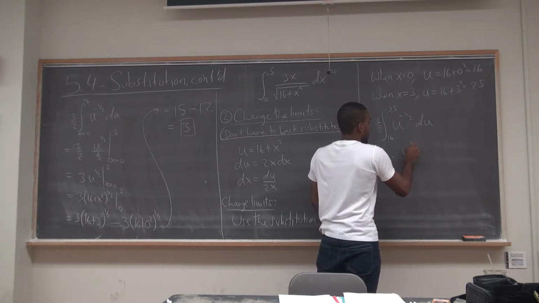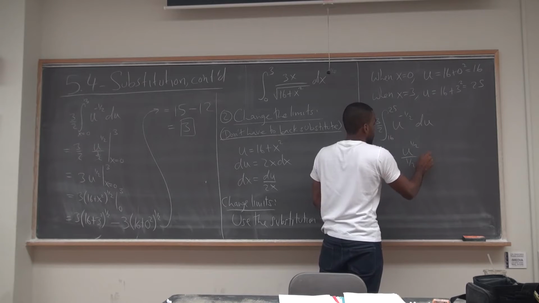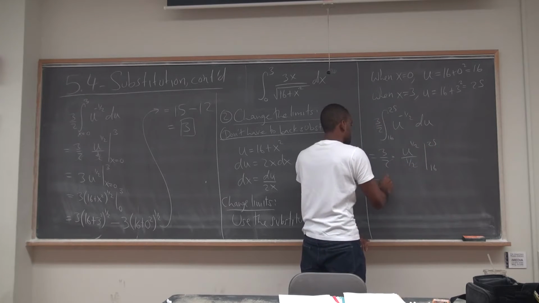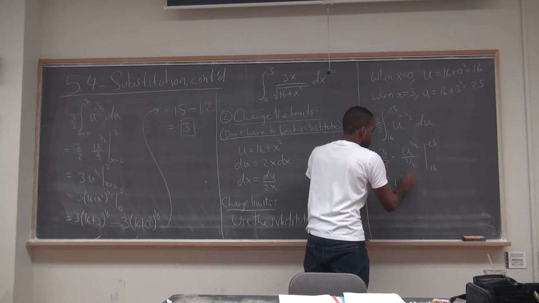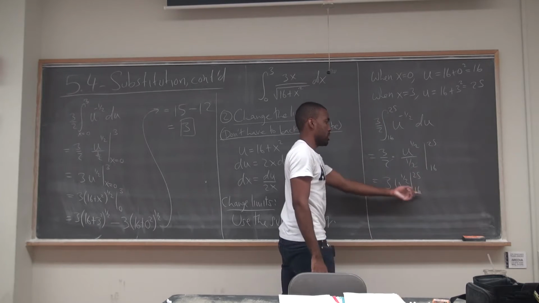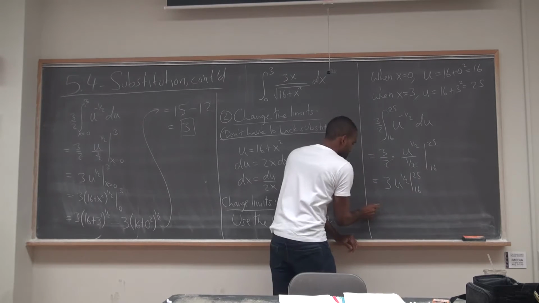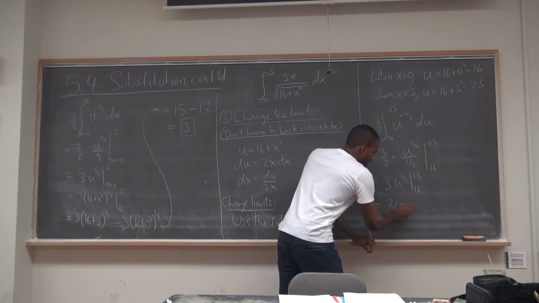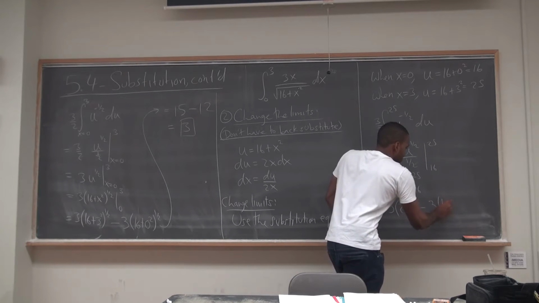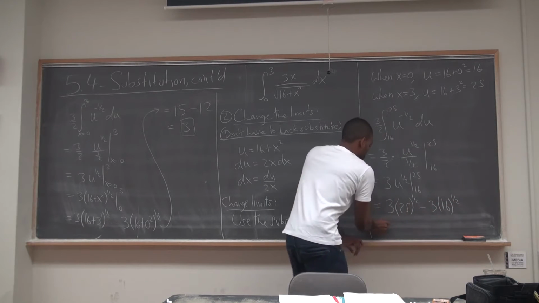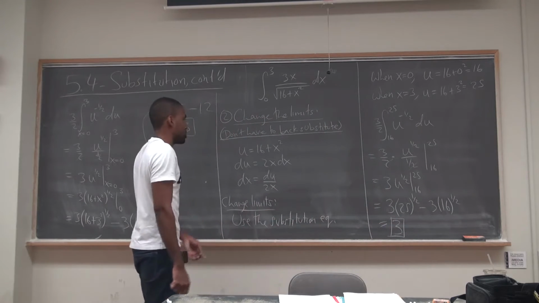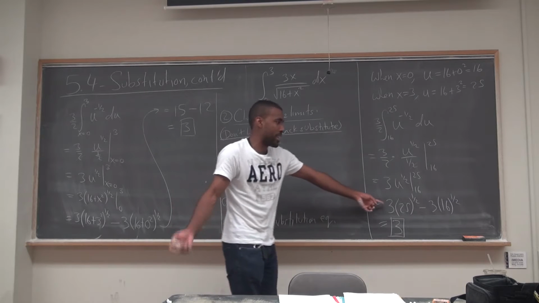So then you integrate that with the power rule. This cancels that. And so right now you can literally just plug these numbers in without going back to the x. And you'll end up with the same answer. Right? So there's just a slight change. It's just a matter of whether you want to go back to x's or not.